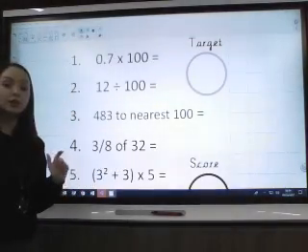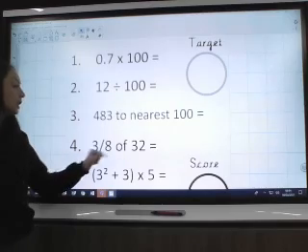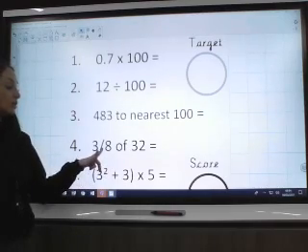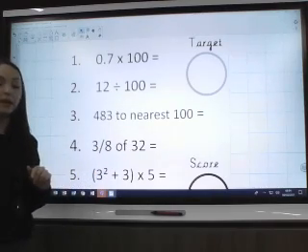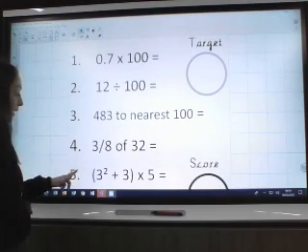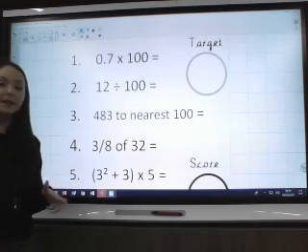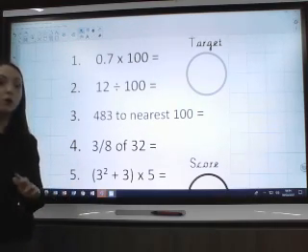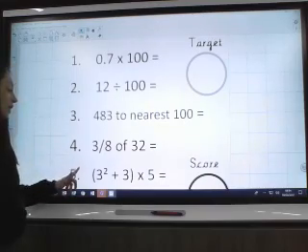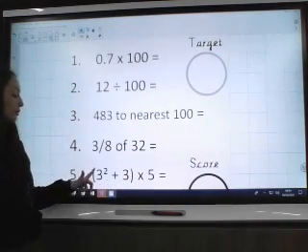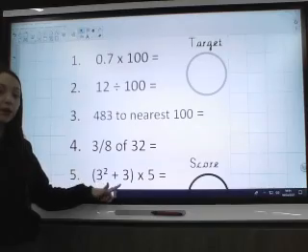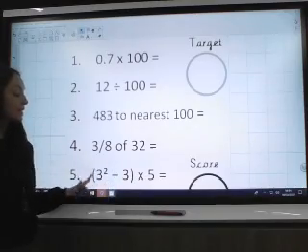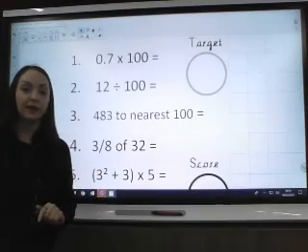Think about whether it's going to be rounded up or stay the same. 3/8 of 32, so a fraction of amount question. For this one then you need to do 32 divided by 8 and multiply it by 3, don't you? And then the last one is a bit of a BIDMAS question. Remember, we always do our brackets first. So do what's in the brackets first. So you've got 3 squared, add 3. And then once you've got your answer for that, you can multiply it by 5.